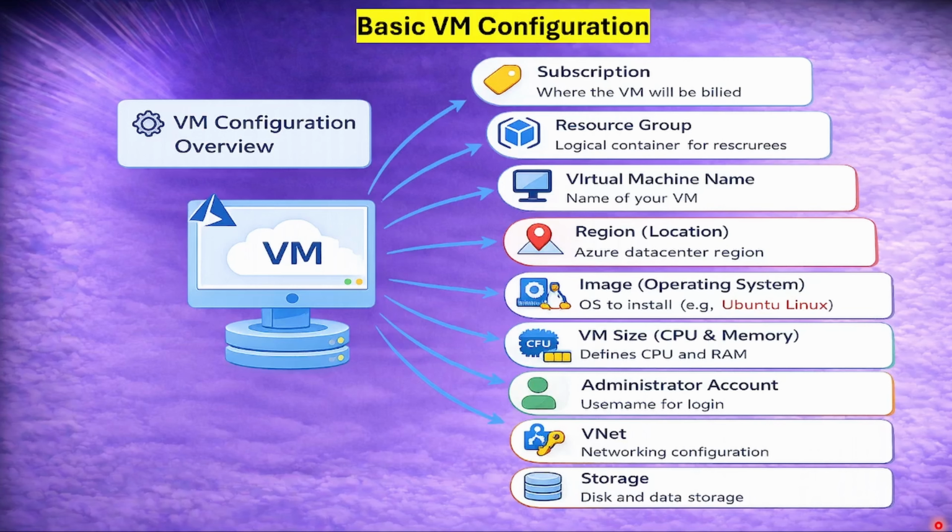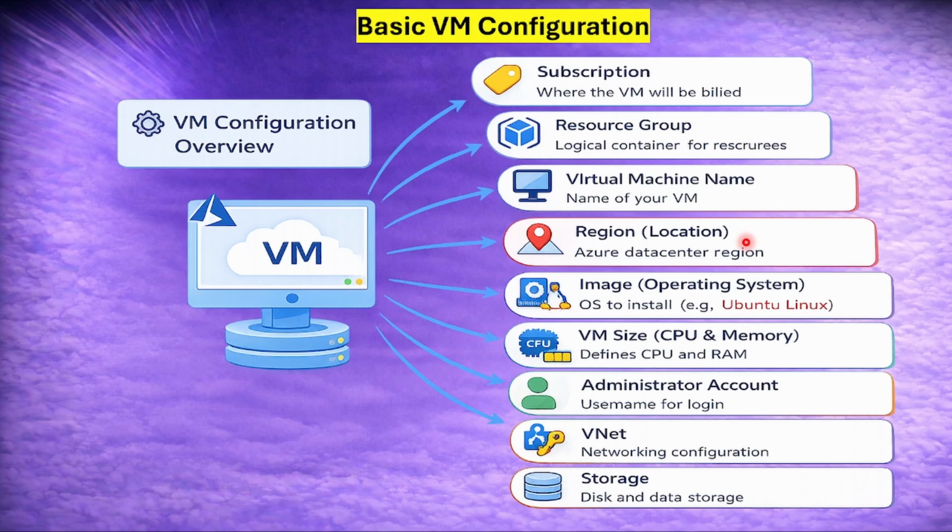We need to have these items when we want to have a virtual machine. Subscription defines where the VM is built and managed. It controls costs, permissions, and access to Azure resources. Resource group, a logical container that groups related resources together. It helps you manage, organize, and delete resources as a single unit. VM name, the unique identifier of your server inside Azure. It helps you easily find and manage the VM later.